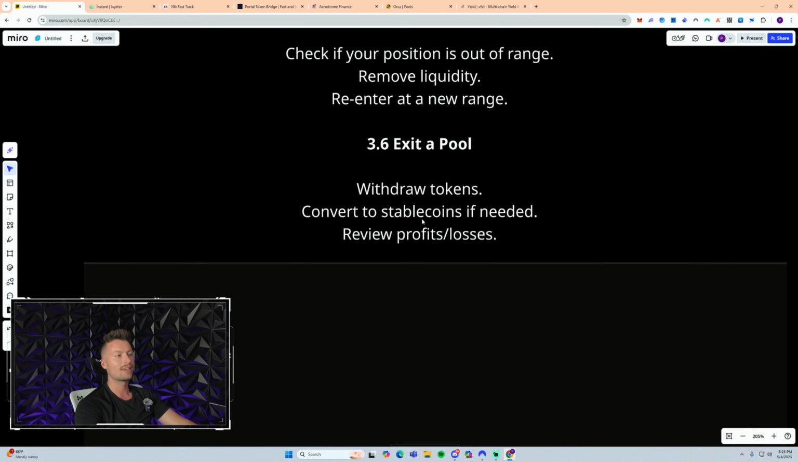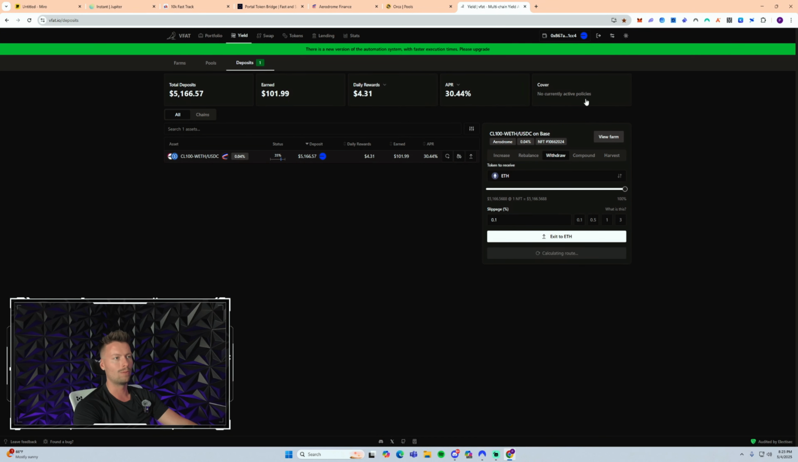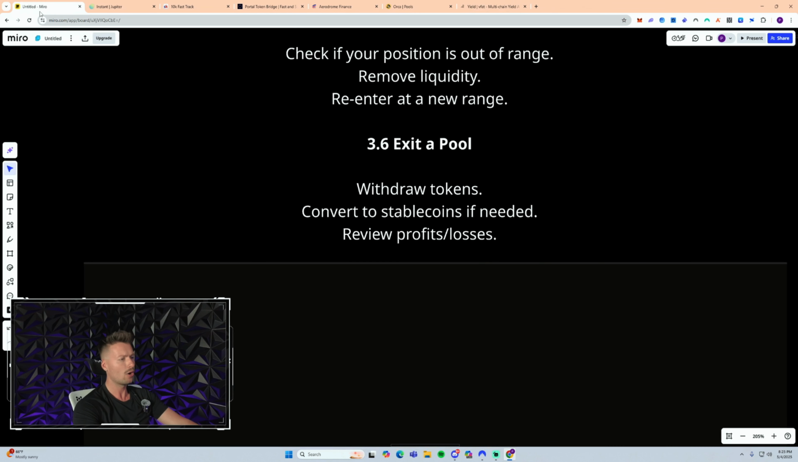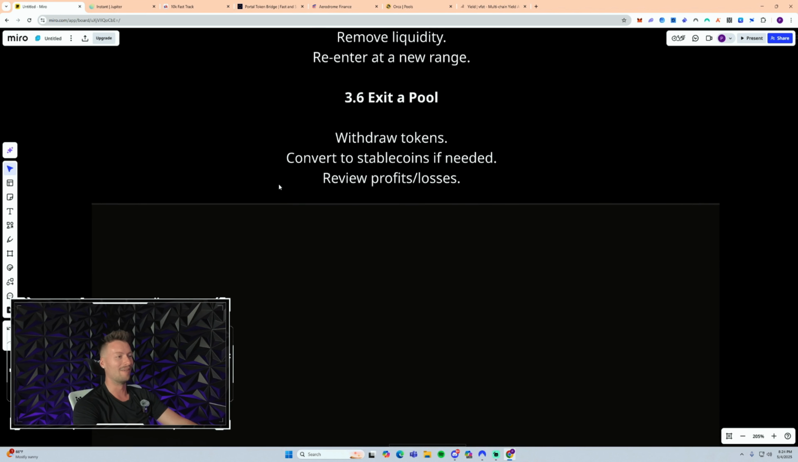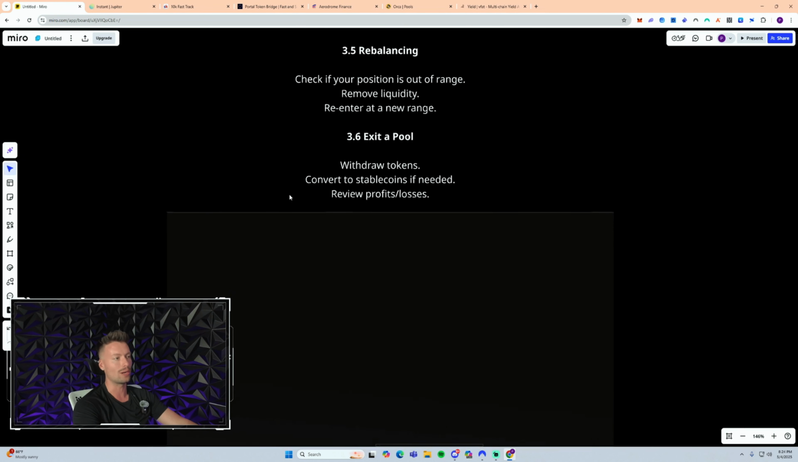Exiting a pool. Withdraw tokens, convert to stablecoins if you're wanting to lock in profits, and you can review your profits and losses in your spreadsheets, guys. So if you're done with the pool, you literally can just come in here and exit to ETH, right? Boom, you have ETH in your wallet, then convert what you want into USDC, for example, and then you're good to go. Send it to your exchange, cash out, put it to a lending platform, whatever you want to do. The world is your Chipotle bowl.